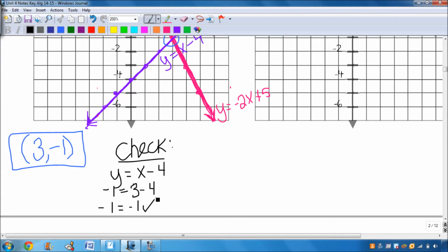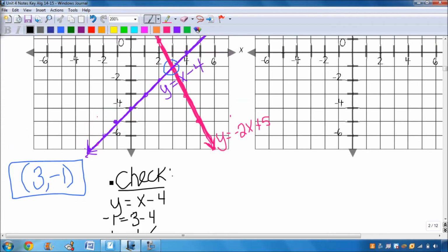Now, a lot of people think that once they do this one check, they're done. But you're not, because I could have plugged in any point on this line and it would have worked, but only one point works for both lines. So you have to check the other line.